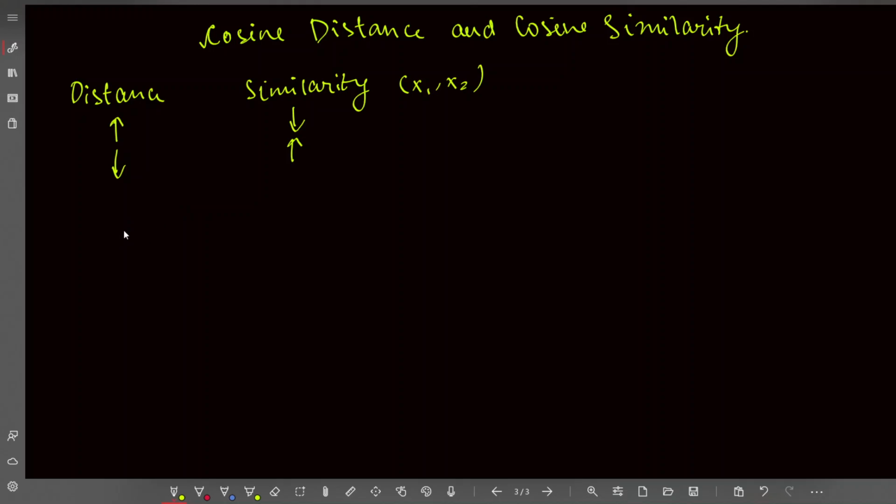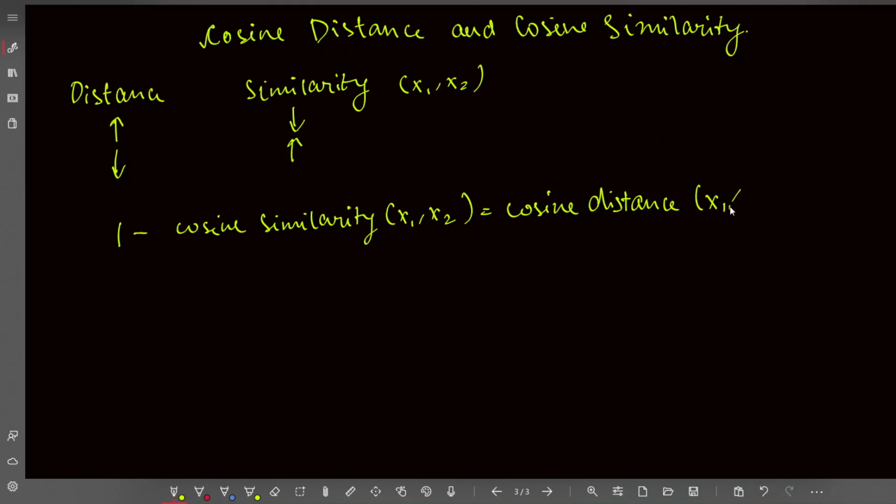So I can write this as: 1 minus cosine similarity of x1 and x2 is equal to cosine distance of x1 and x2. So this is the relationship between cosine similarity and cosine distance.